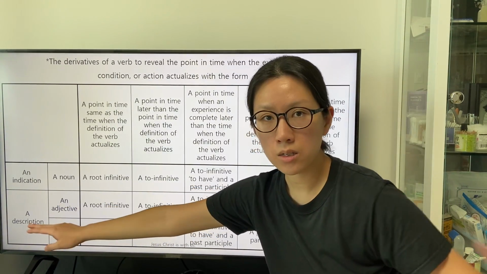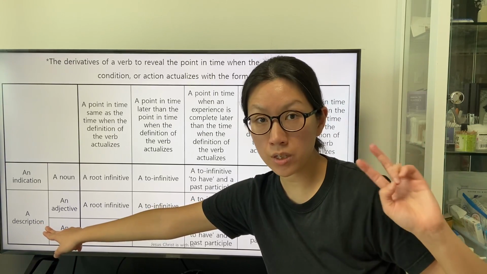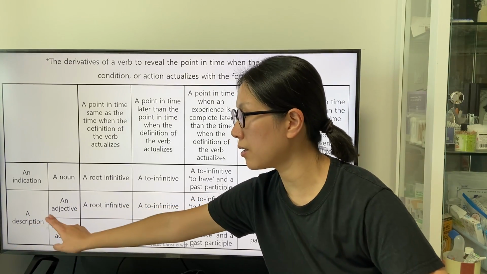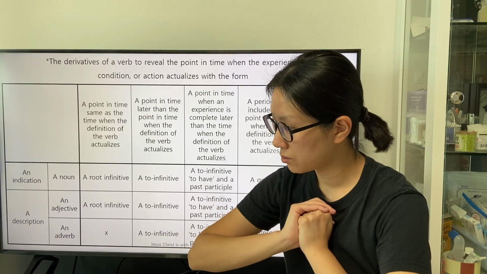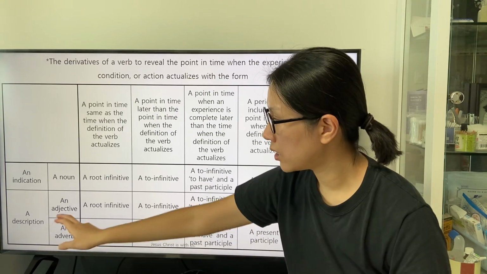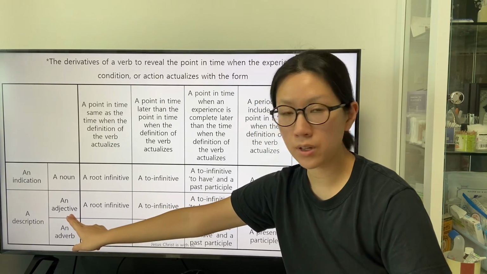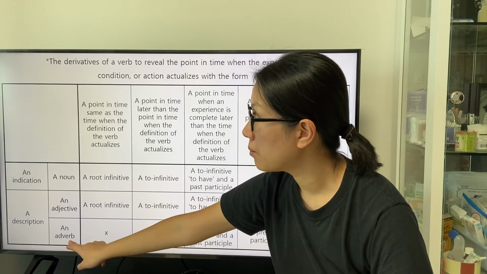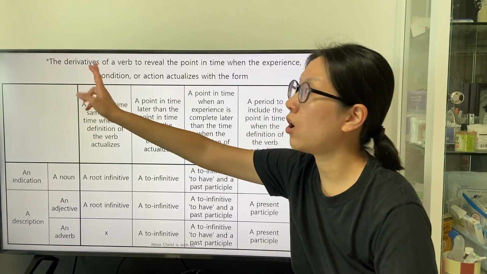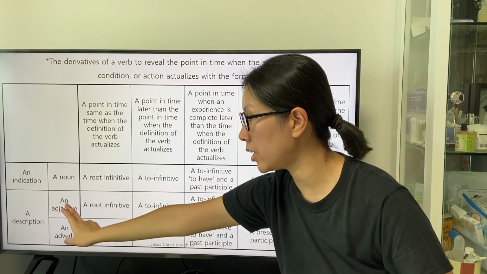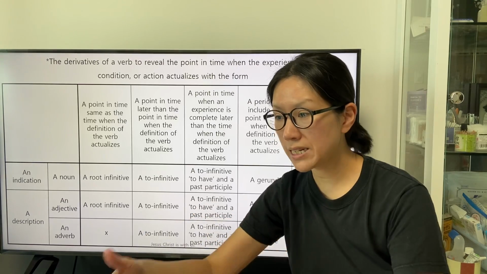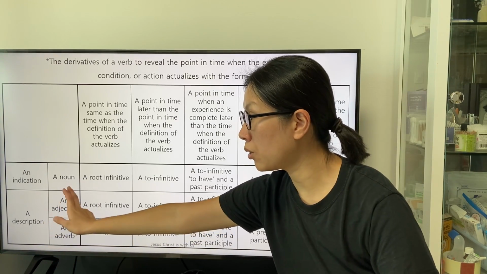The second classification for a word, a description, can be classified into an adjective and an adverb. Because we study a derivative of a verb, we will not classify a word into a verb.